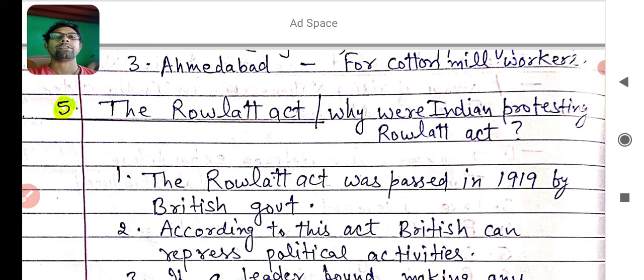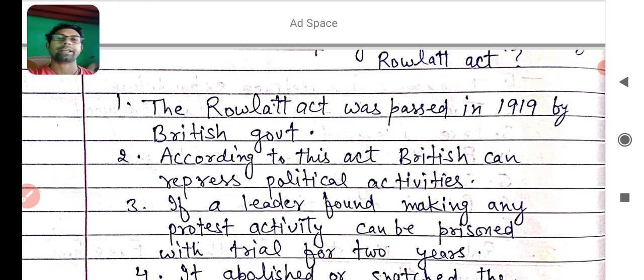And the next point of the lesson is, when people were revolting against the British government with the help of Gandhiji's Satyagraha, the British government decided to pass an act, and the act was known as the Rowlatt Act. And why were Indians protesting the Rowlatt Act? The next point. Firstly, you will know about the meaning of the Rowlatt Act.